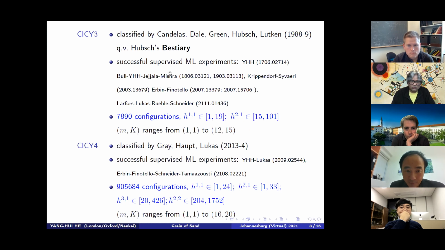Roughly here, you have 7,890 configurations where your h11 goes from 1 to 19 and h21 goes from 15 to 101. And the ranges for these matrices, as I said, go up to 12 times 15. This 1 by 1 is, of course, the famous quintic. It's the only one that's a 1 times 1 matrix. It's the 5-4 configuration. And another wonderful set was classified by Gray, Haupt, and Lukas 20 years later.